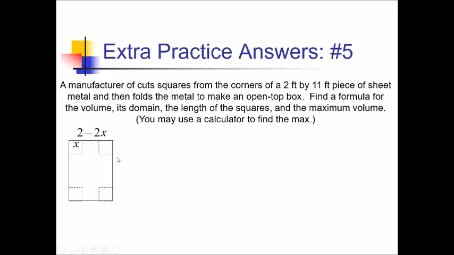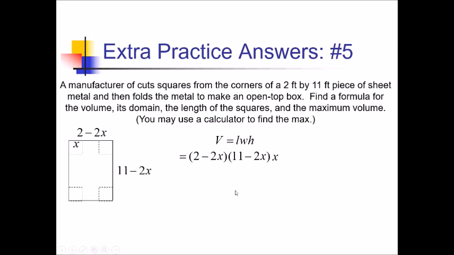And by the same token, losing an x and an x gives me 11 minus 2x over here. For my volume formula then, length times width times height, I can actually write this as 2 minus 2x times 11 minus 2x times my height of x.